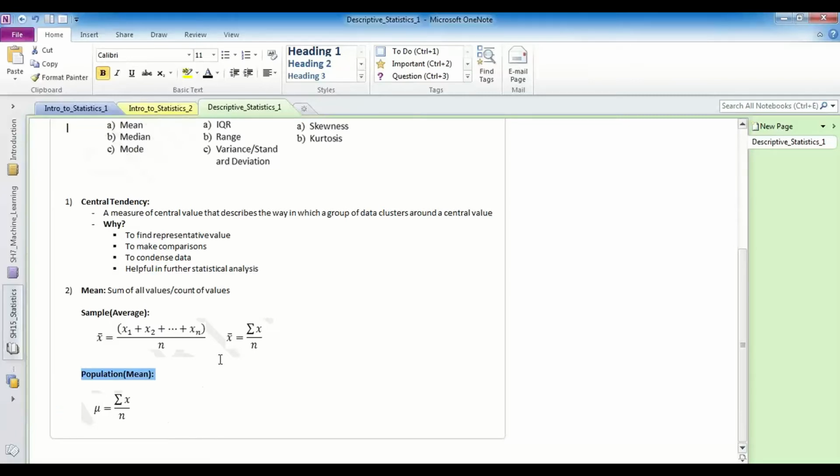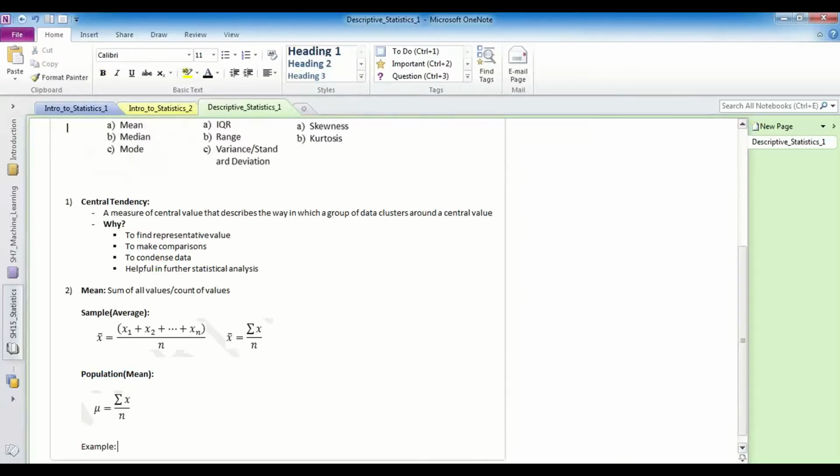Guys, are you able to see this? The formula is not changing. Have you seen this? Sigma x by n. What do you mean by sigma? Sigma is nothing but the summation of all the elements present in a particular frame. Make sense? Are you clear about this? Any questions? Yes, are you clear? Yes.